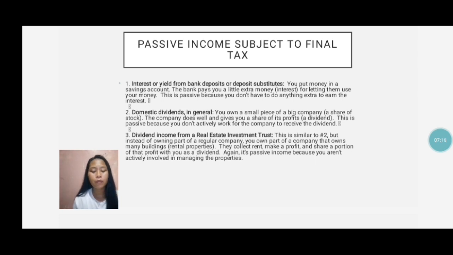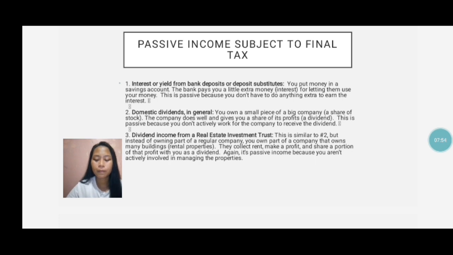Example, you have a 1 million time deposit in a Philippine bank. The earning is 50,000 in interest income per year. The bank withholds a 20% final tax on the interest income. The interest income is 50,000. The final tax rate is 20%. So 50,000 times 20% is equivalent to 10,000. So 10,000 is the final tax withheld.